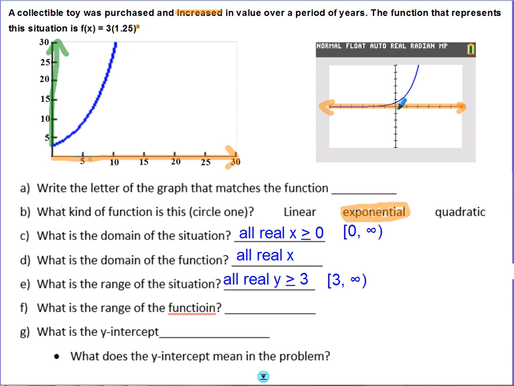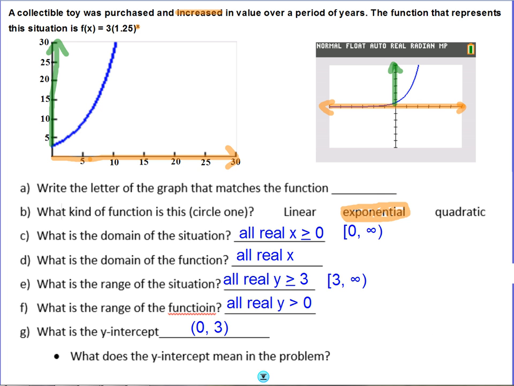So my range is real y greater than 0. No equal bar. It cannot be equal to 0. Okay? What is the y-intercept? All right, so the y-intercept, we can see it on the graph. It's right here, (0, 3).